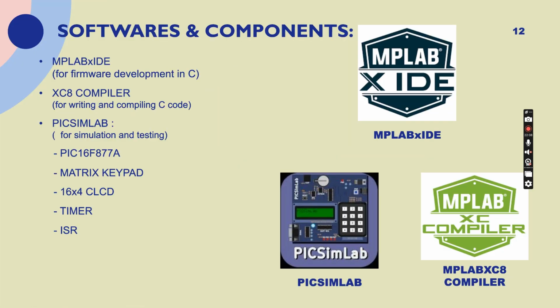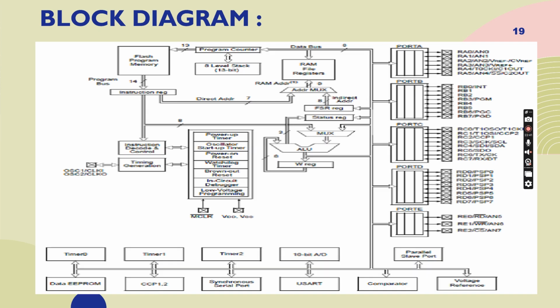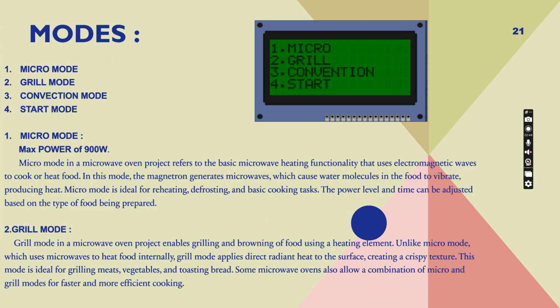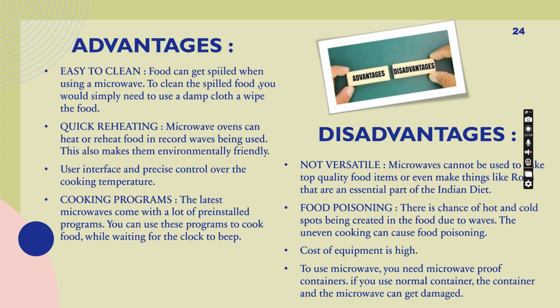Just a second. So our simulation is completed. So there are different advantages and disadvantages. Advantages such as easy to clean, quick reheating, cooking programs, a user interface, and precise control over the cooking temperature.